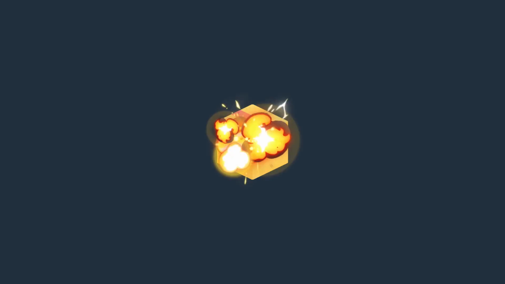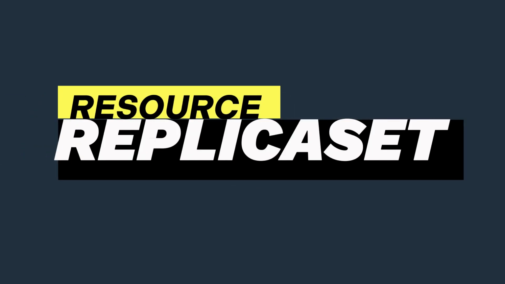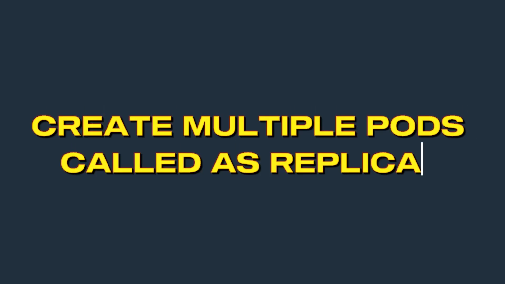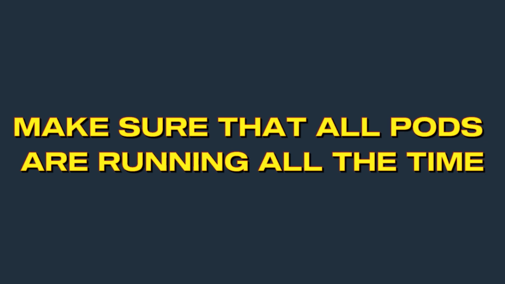We just saw our Redis pod. But what if this pod crashes for some reason? Who will bring that pod back up? For that, we have a resource called a replica set. A replica set has 2 responsibilities. First, it creates multiple pods called replicas for a given container. Second, it ensures that all pods are running all the time.